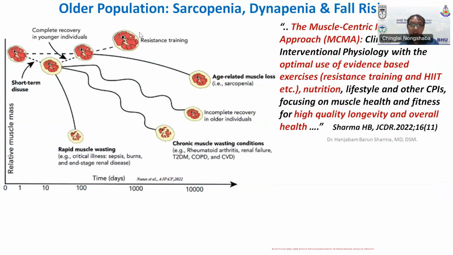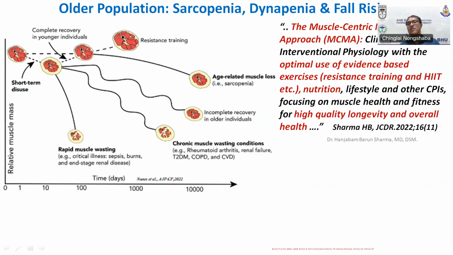But what is important is, if you incorporate resistance exercise, if you incorporate impact loading exercise, and if you incorporate sufficient high quality protein nutrition intervention, then what will happen? This loss in muscle mass can be prevented to some extent.